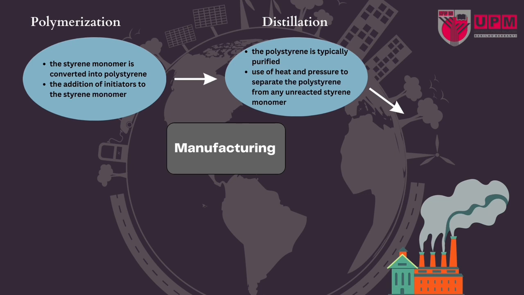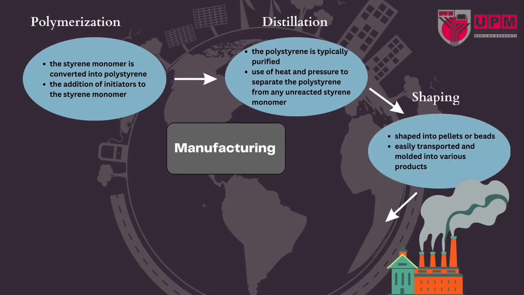Secondly, distillation. Once the polymerization process is complete, the polystyrene is typically purified through a process called distillation. This involves the use of heat and pressure to separate the polystyrene from any unreacted styrene monomer, as well as any impurities that may have been introduced during the polymerization process. Thirdly, shaping. Once the polystyrene has been purified, it is typically shaped into pellets or beads that can be easily transported and molded into various products.